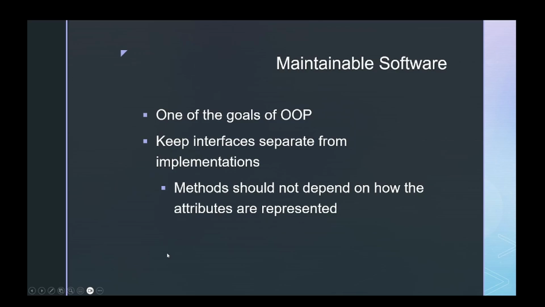One of the big goals of object-oriented programming is to create maintainable software. And in order to do this, we're going to keep our interfaces separate from our implementations. And this means that your method should not depend on how the attribute is represented in order to be used.